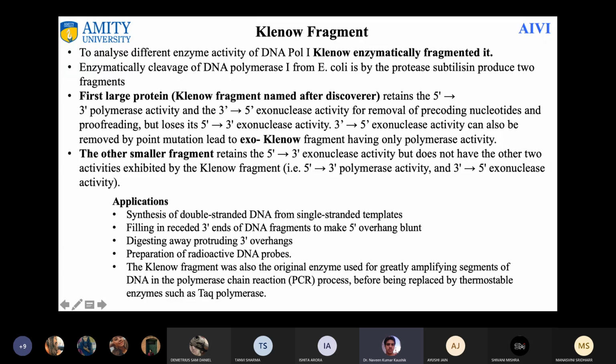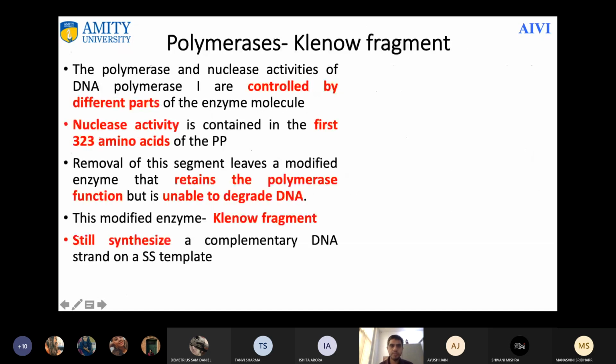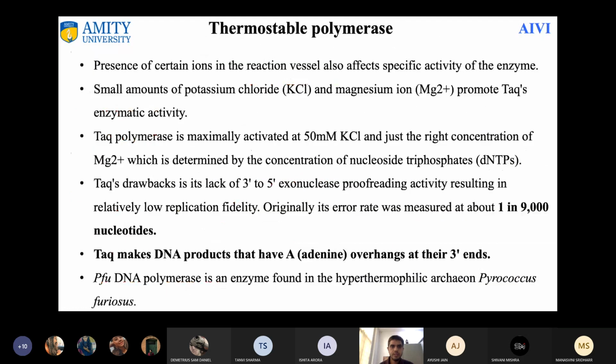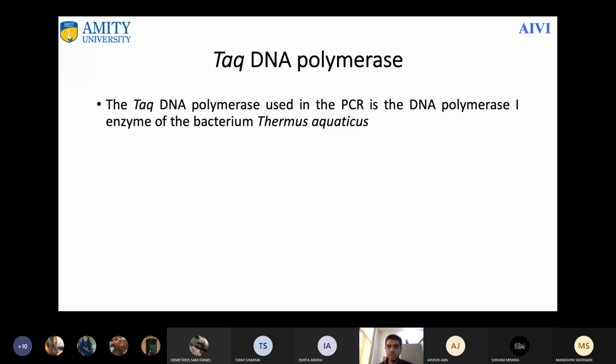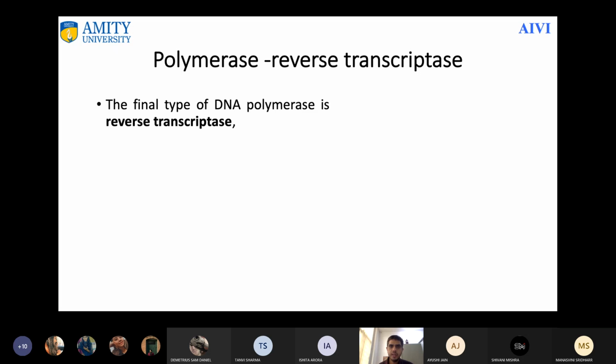Okay, so back. Then some application, then the polymerase we talked about, then we mentioned thermostable polymerase. Taq is the most important one, but other thermostable polymerases are also there. And we left off at this point with reverse transcriptase.